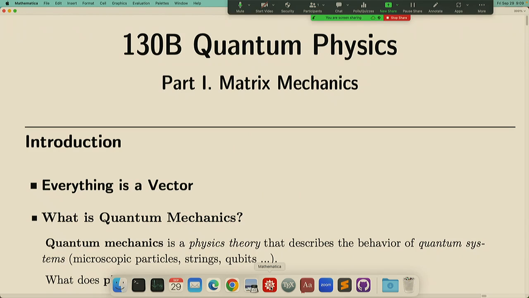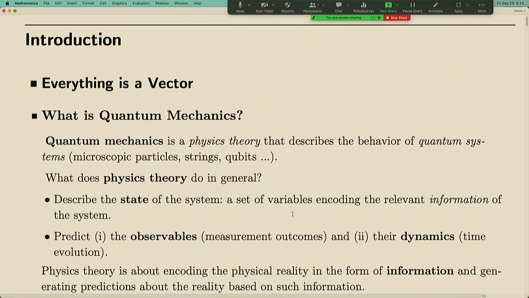Then let's start our first lecture, Quantum Mechanics 130B, Part 1, Matrix Mechanics. As an introduction, I want to say, well, what is matrix mechanics? Matrix mechanics is another alternative way of formulating quantum mechanics in terms of linear algebra.